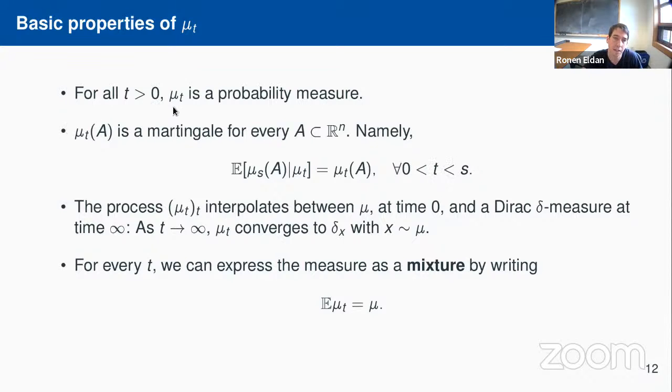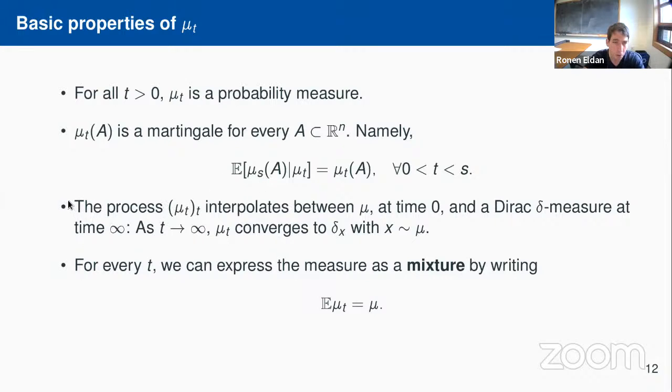Okay, so let's now review some basic properties of this process. So first of all, by the fact that we took this center of mass as an additive coefficient, we have that this process is a process of probability measures. At time 0, we have the original measure, and at any point in time, we have a different probability measure. Now, this process will be a Martingale. So as above, in expectation, the measure of a given set A will not change. The increments will be unbiased. This is just due to the fact that we are multiplying by an unbiased quantity.